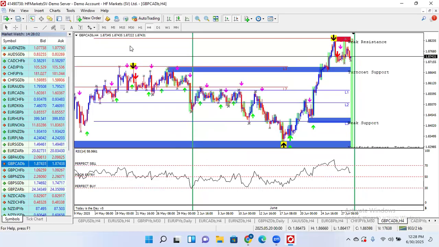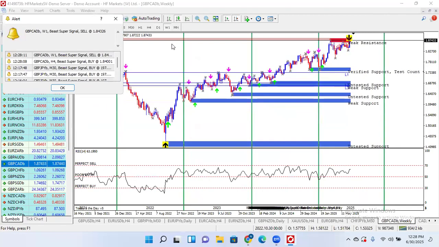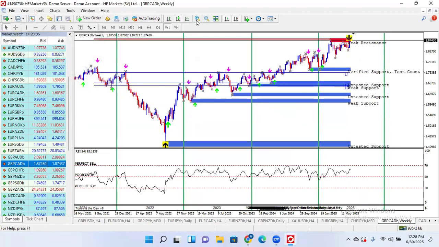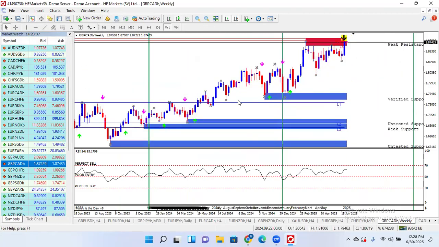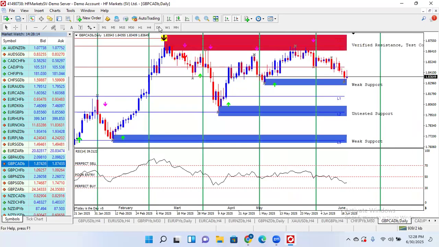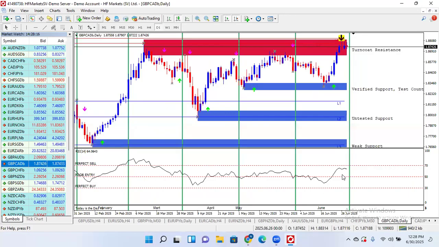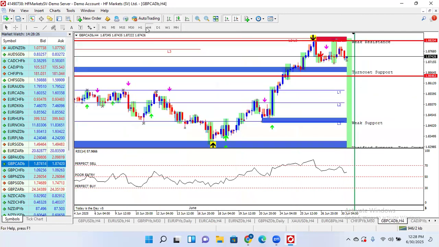Now, GBP CAD. If you go to weekly, you will see that weekly is actually targeting what? 70 level. Right? That's one. If you go to daily, daily is yet to come to 70 level. That's two. Though it's still in the daily zone, right? But now go to 4 hours.